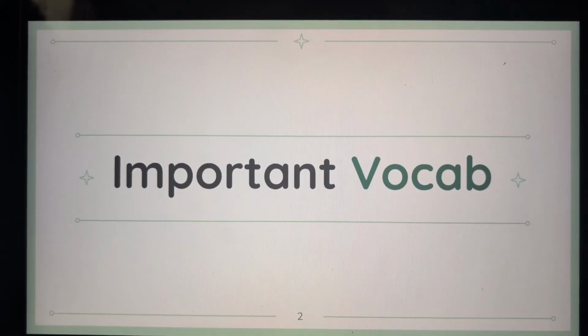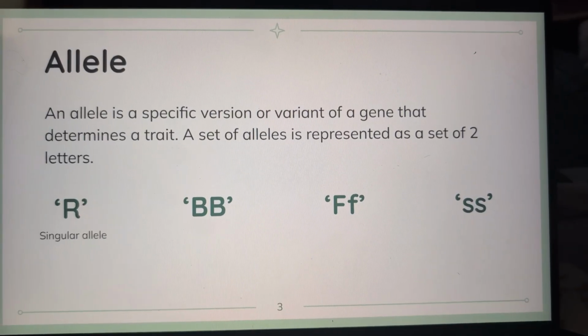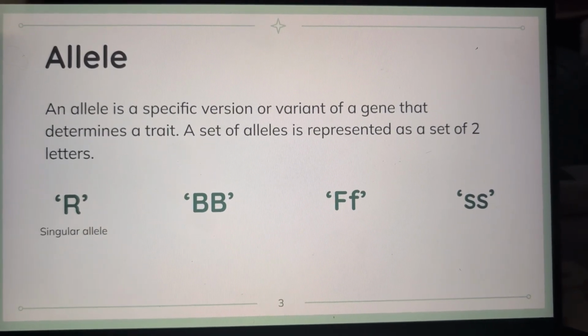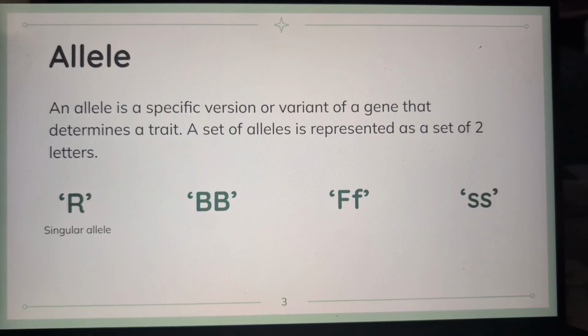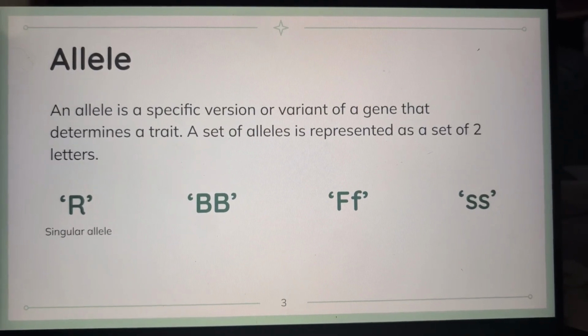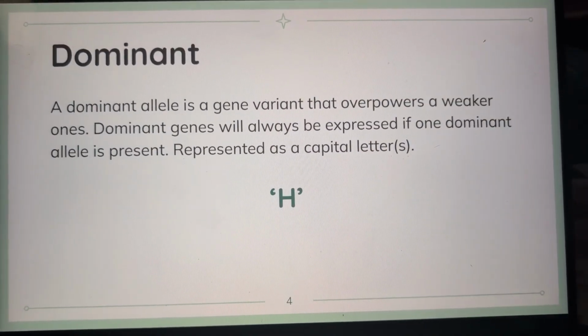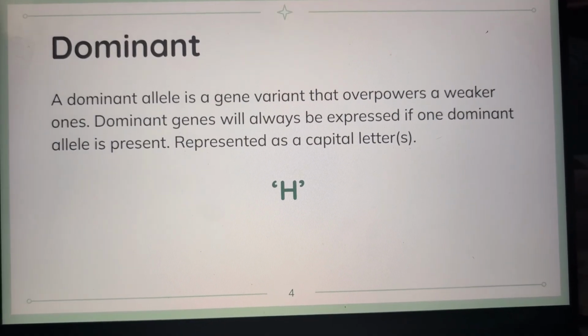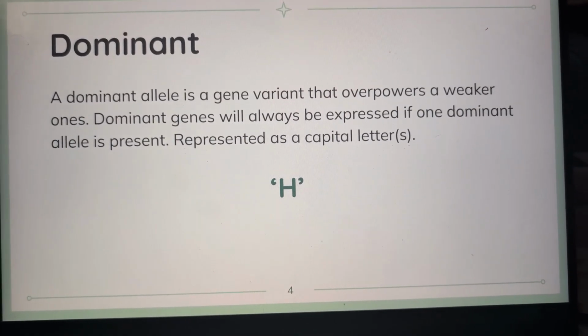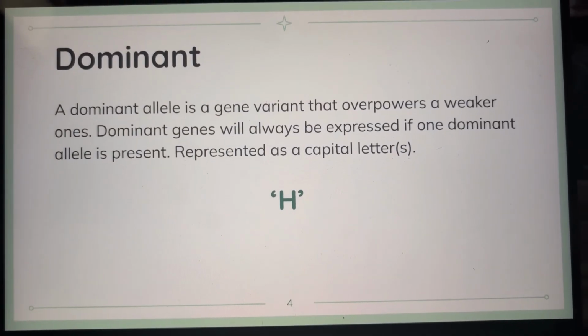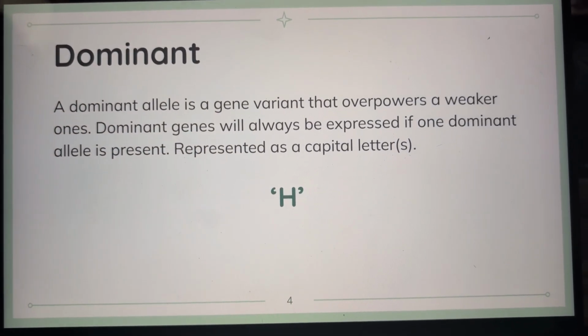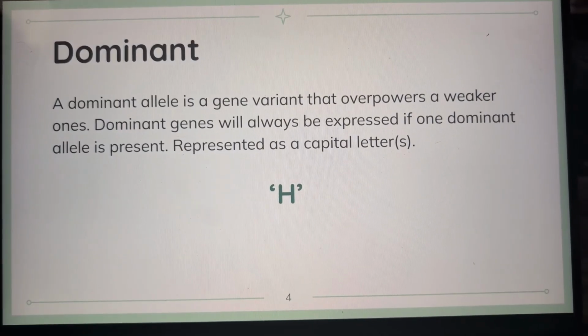First is important vocabulary. An allele is a variant of a gene that determines a trait. An allele is singular and represented as a single letter. A set of alleles is represented as two letters. A dominant allele is a variant that overpowers weaker alleles. Dominant genes will always be expressed if one or two alleles is present, and it's represented as a capital letter.